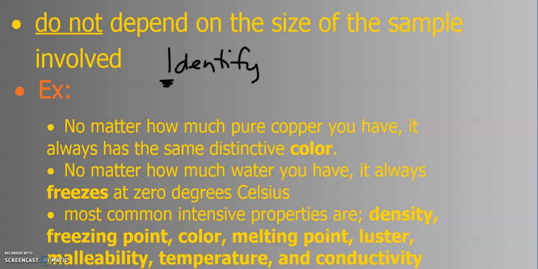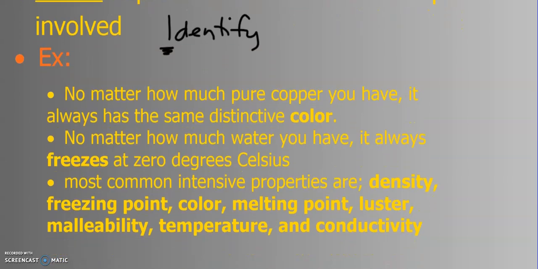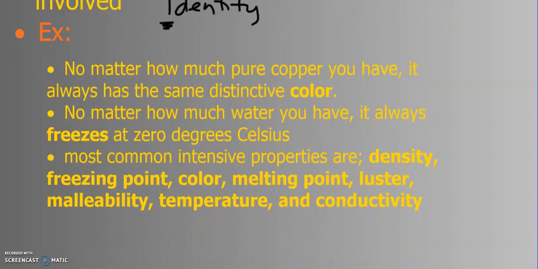All right, so some common intensive properties are density. Density is unique to each substance. You can look things up and you can just Google the density of aluminum and you can find that value. Freezing point, color, melting point, luster. There's actually like measurements for how shiny or dull it is. Malleability, so how much you can manipulate its shape. So malleability is like ability to mold the shape. The temperature, and conductivity, so how well it conducts electricity. So these are intensive, help you identify it. No matter how much or how little you have, these are true.